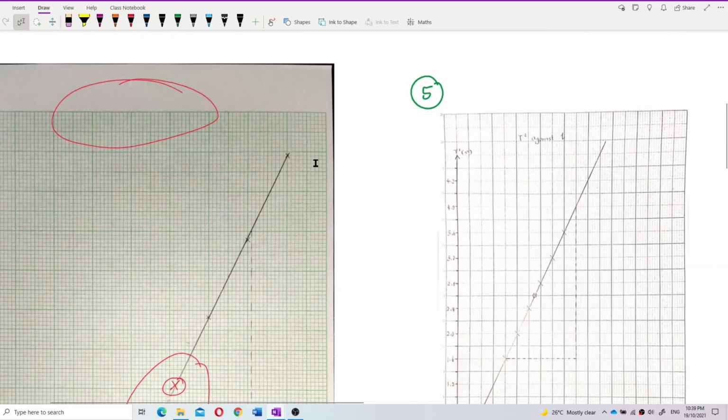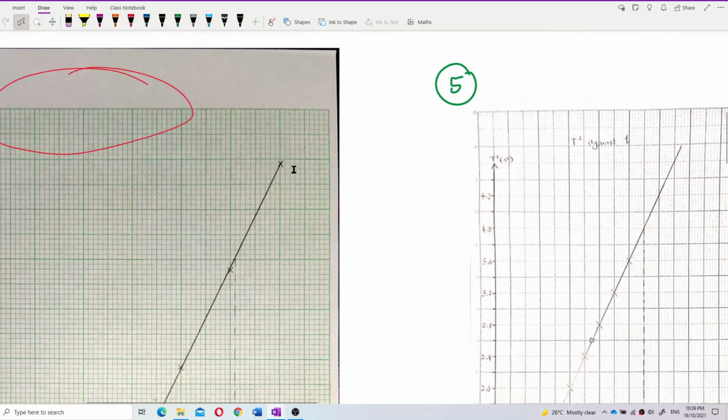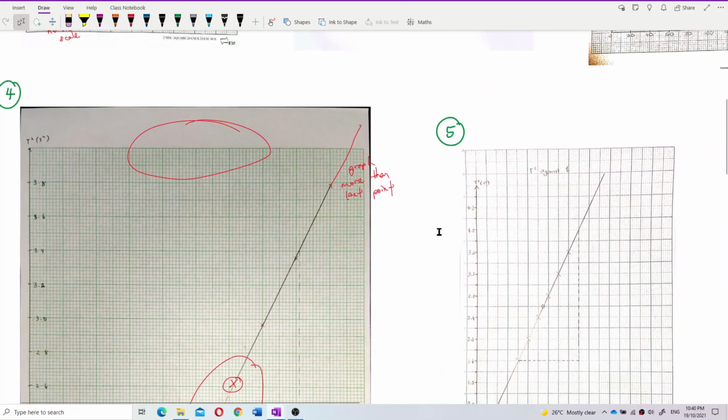And this line cannot just end at the last point. You must extend it even more, more than the last point. The graph must extend more than the last point, not just end at the last point.